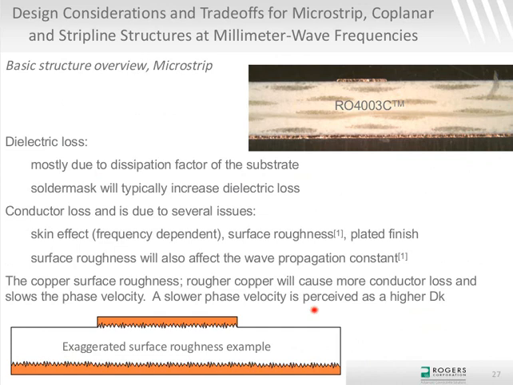So the design Dk on the data sheet is a generic number, and if you want more information, either contact us or download our MWI 2017 software that shows the design Dk as frequency dependent, thickness dependent, copper roughness, all that stuff. So design Dk is really what you should use.